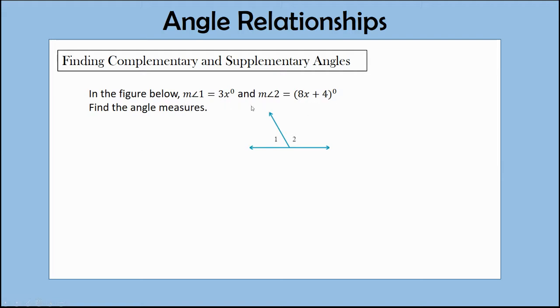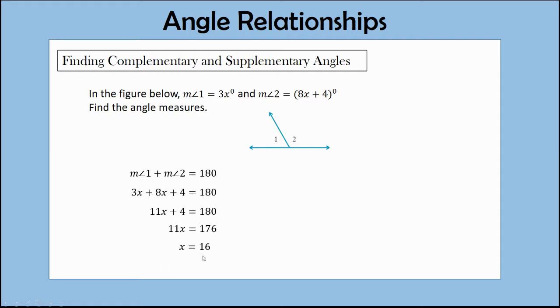Okay, now they throw some at us with some variables and make us do a little equation solving, but the concept's the same. Based on the drawing, what do we know? Well, we know 1 plus 2 equals 180 because they are a linear pair. They are supplementary. Angle 1 is 3x. Angle 2 is 8x plus 4, so substitute that in. Left side of my equation, I have like terms, so let's put those together. 11x plus 4 equals 180. Subtract 4, divide by 11, x is 16.